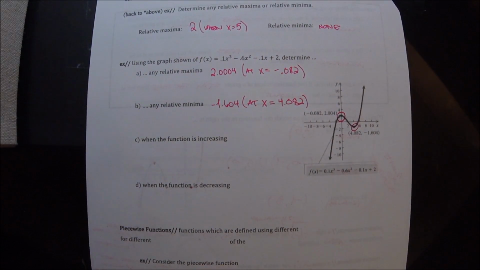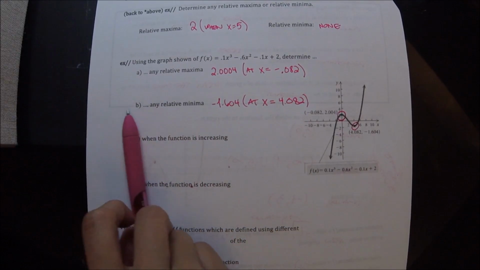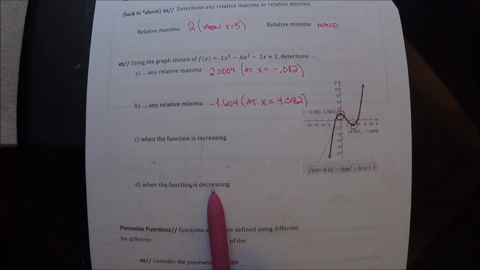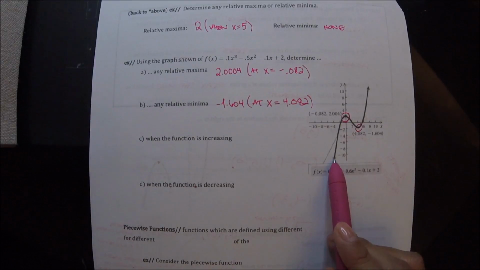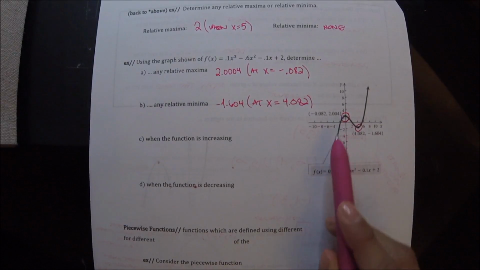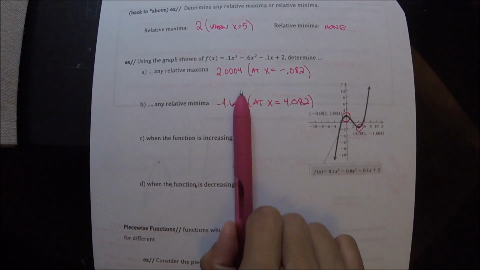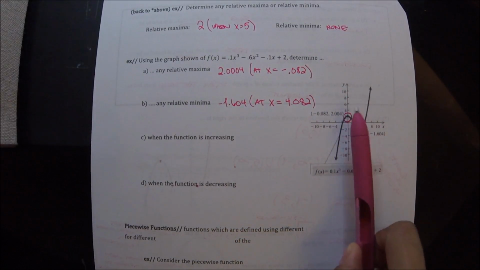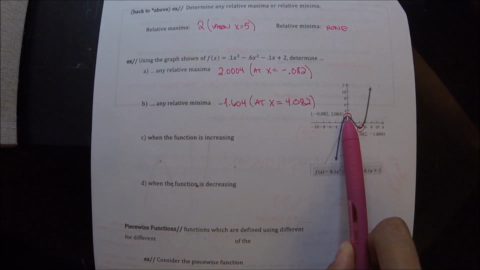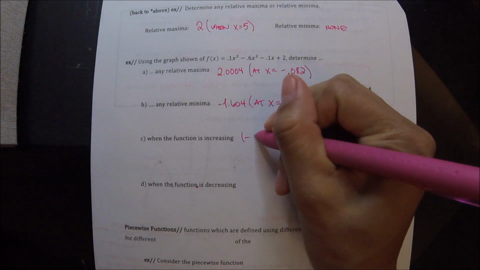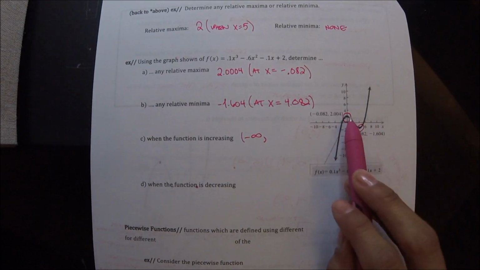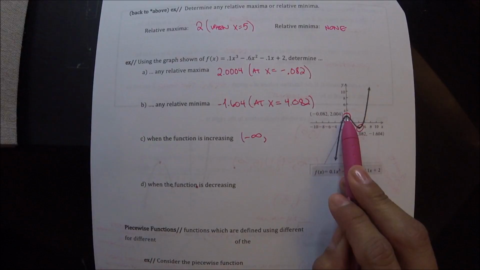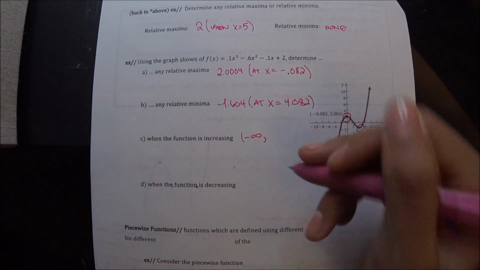Part C, we need to determine when the function's increasing. Remember, for increasing and decreasing, we look left to right, and we're going to tell what the x values are. So it actually starts increasing right off the bat from negative infinity, from the left, up to the relative max. So from negative infinity up to, and remember we're discussing x values this time, the x value at that point, which we know is negative 0.082.